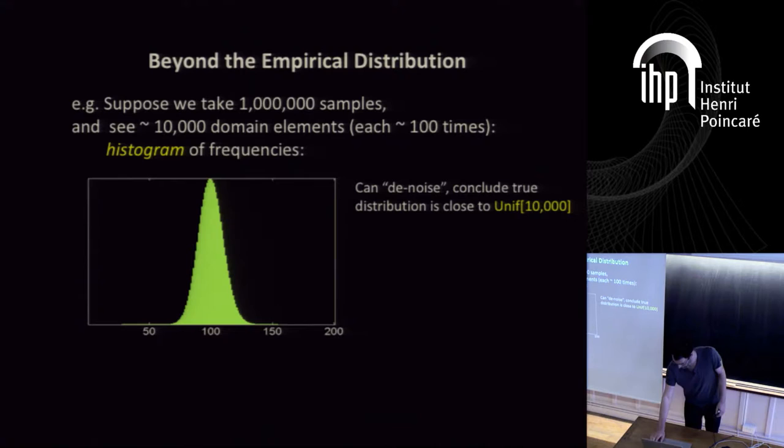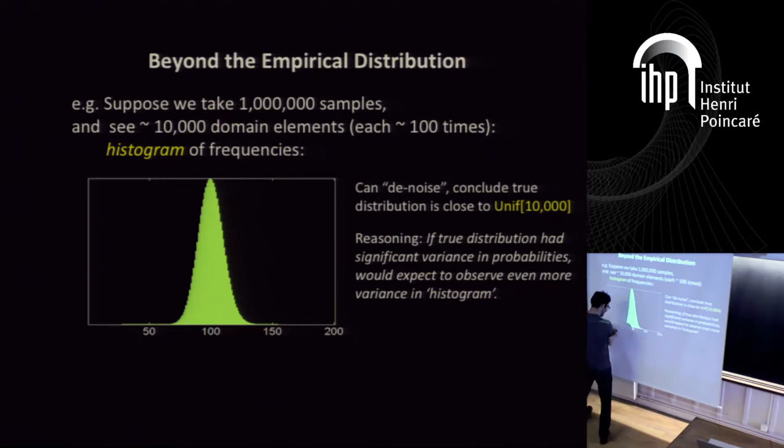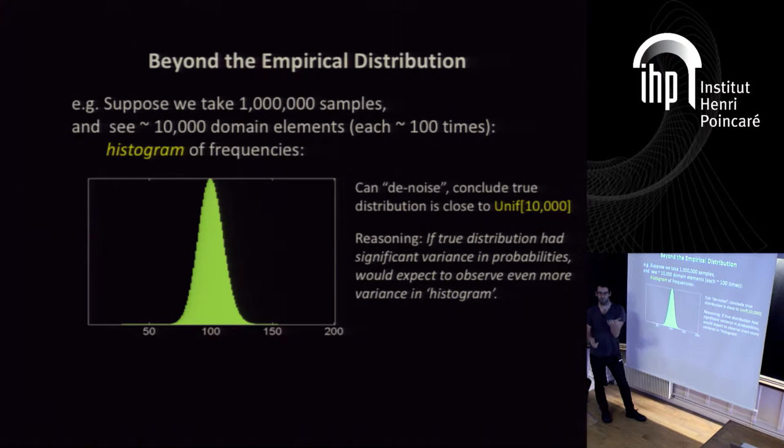So first of all, suppose the true distribution were uniform over 10,000 things. And you take a million samples from it, and you were to plot the histogram of the frequencies, what would you expect to see? Well, you'd expect to see something like this, right?